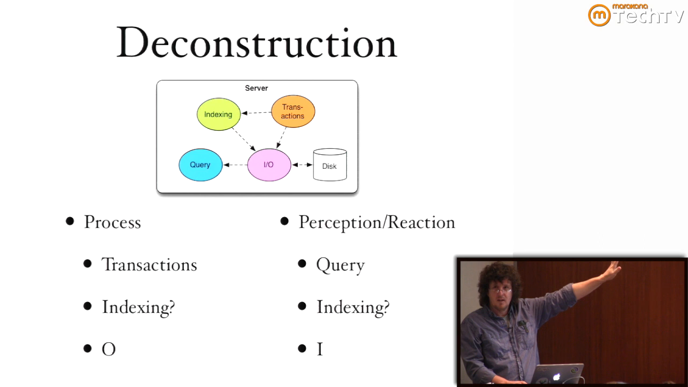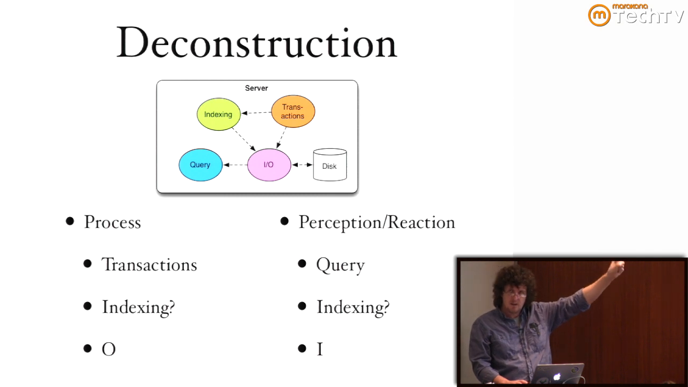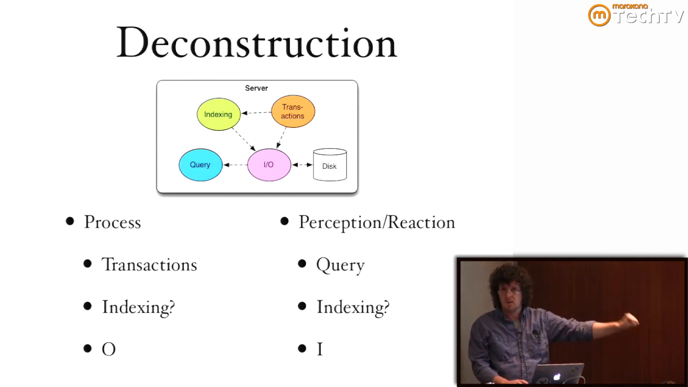Novelty processing. I have a new thing. It has to go through transaction processing. Maybe indexing happens on it then, or not. Don't know. It's an open question at this point in the talk. And then there's output to the storage system.